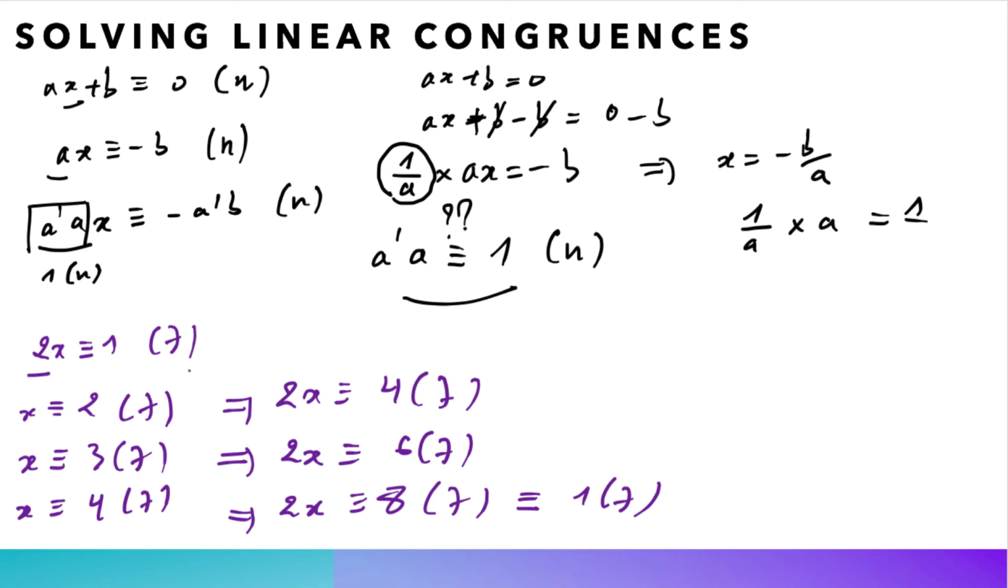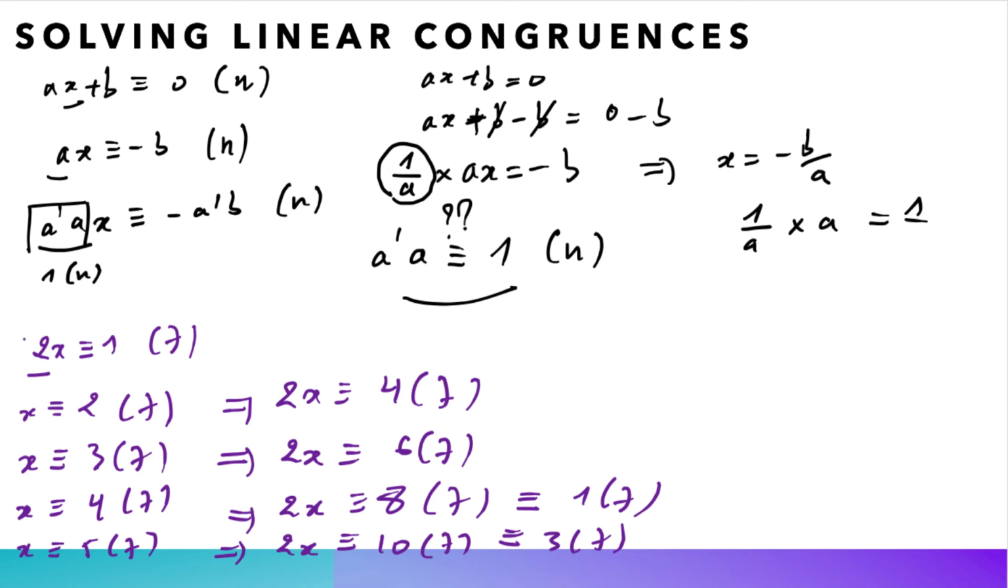Is there another solution modulo 7 to this? The answer is no, and this is because if x is congruent to 5 modulo 7, one gets that 2x is congruent to 10 modulo 7, and 10 modulo 7 is actually 3 modulo 7, and this is different from 1 modulo 7. I'll leave it to you to check that x congruent to 6 modulo 7 is not a solution to 2x congruent to 1 modulo 7.